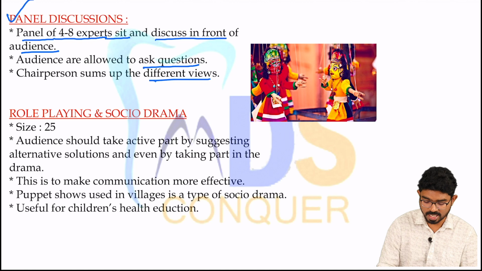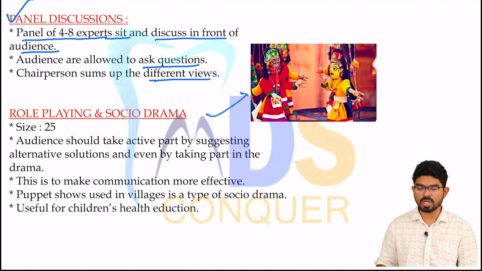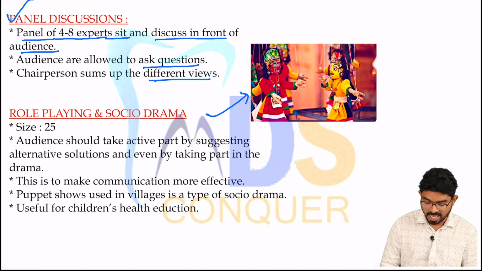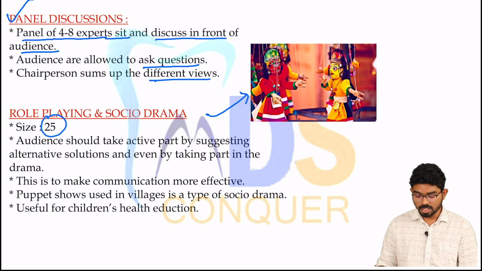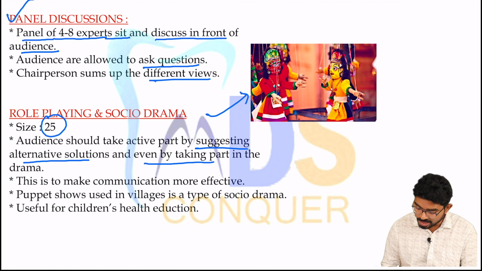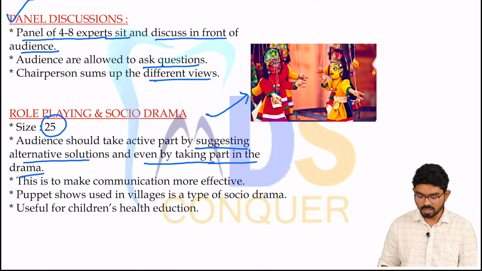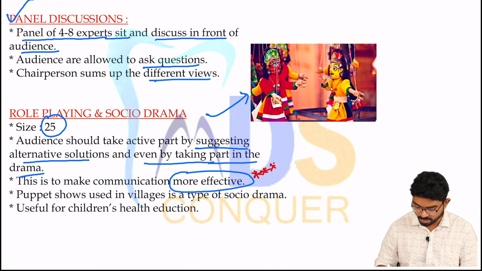So this is the question that is given. The answer for this question is panel discussion. And last but not least is role playing or socio drama. This diagram is related to the socio drama. The size of the audience should be around 25. The audience should take an active part by suggesting alternative solutions and even taking part in the drama. This type of communication is more effective, so please do add this key point.